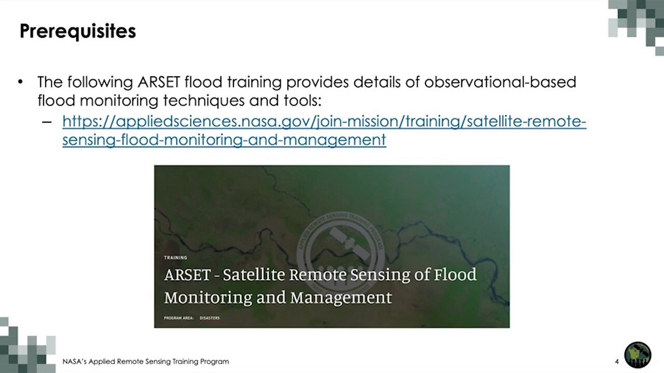What we will do is talk about some of the tools which have been upgraded since then, or things have changed, and then focus more on a newer flood monitoring tool that has come up, and then review more about flood modeling. So that is going to be the goal of this training.